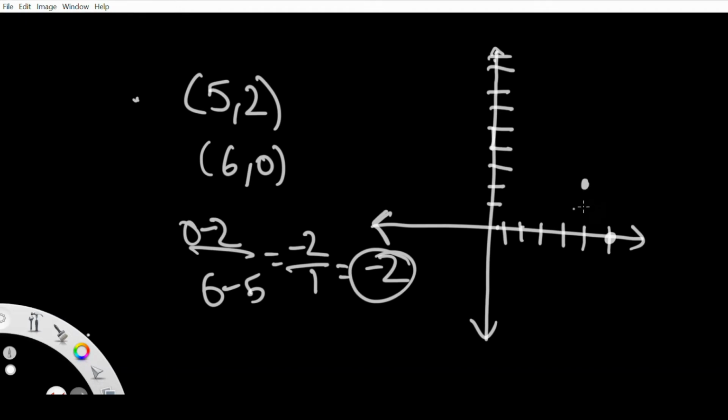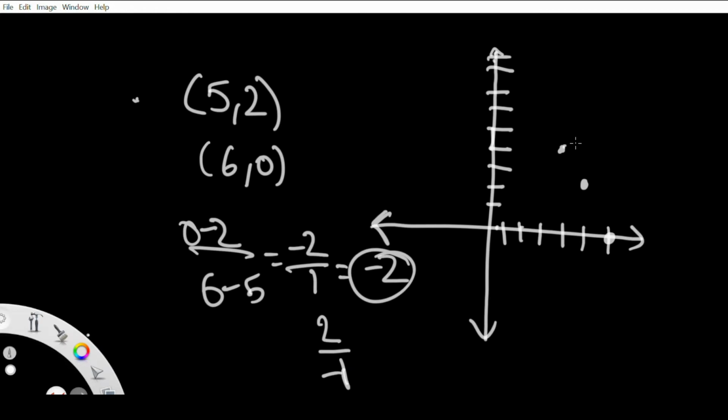So 5, 2, so we could just go back 1. So negative 2 over 1 is the same as 2 over negative 1. So you go back 1 and you go 2 up. Back 1, up 2. So it goes here. And then finally back 1, up 2. And back 1, up 2. So it looks like it extends further than our anticipated graph.